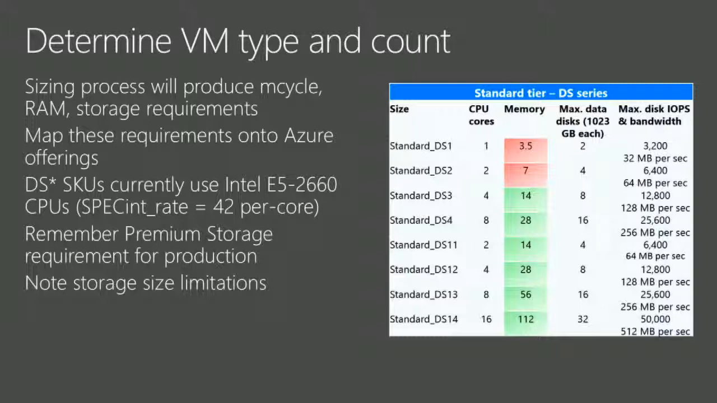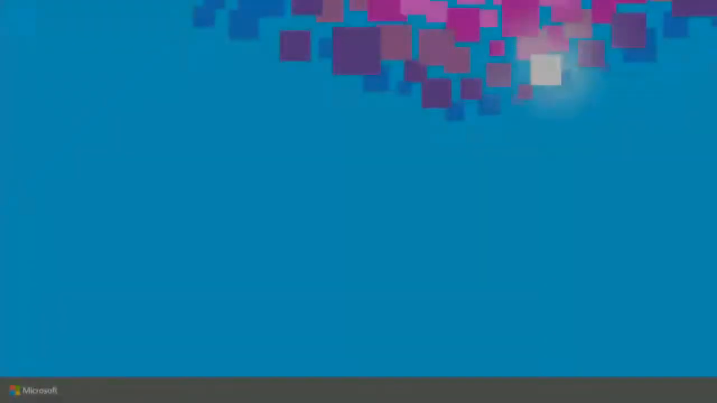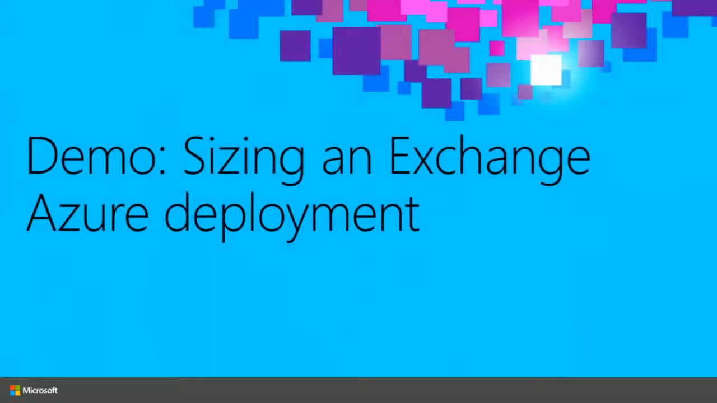Important to call out max data disks and the disk size. So these are the premium storage disks that you're going to attach to these machines. There's a maximum number of them specific to each SKU, and the limit for each one of those is a terabyte. So you're not going to be deploying 8 terabyte disks, right? They're going to be limited to a terabyte. So real quick, let's jump over to my laptop.